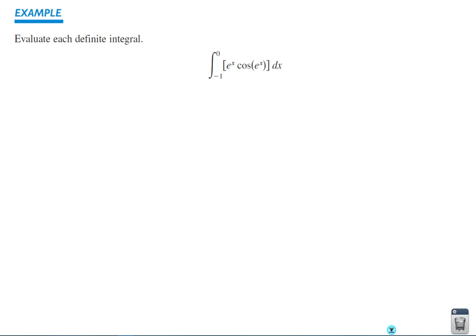I've got, from -1 to 0, e to the x cosine of e to the x dx. Well, I see two real expressions here, e to the x and then e to the x inside the cosine. So I'm going to say let u equal e to the x. Then du is equal to e to the x dx. That takes care of that, takes care of that, takes care of that. So then I would just rewrite it as cosine u du. But because this is a definite integral, I need some new bounds.